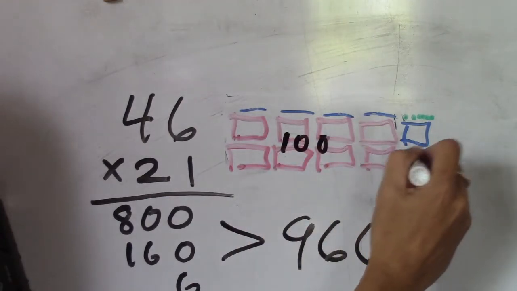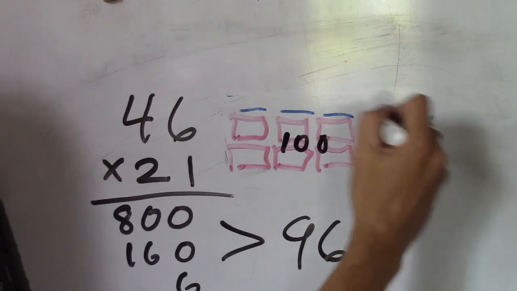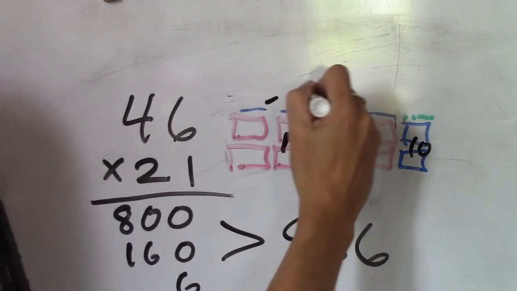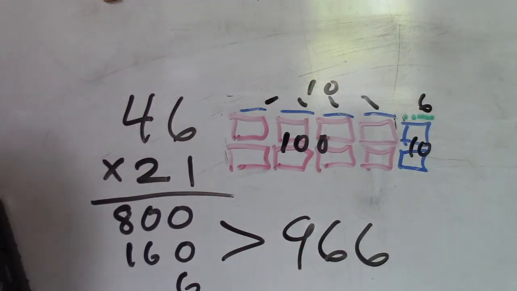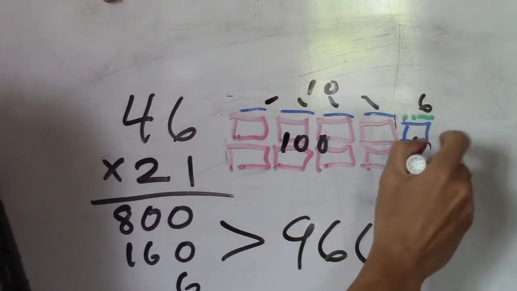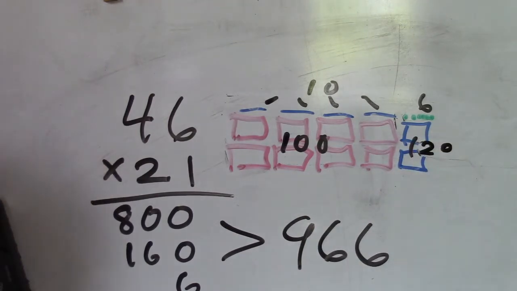Hundreds. 1, 2, 3, 4, Tens. 5, 6. Should I roll the dice again? Tens. 6. There you go. And actually I should put 120 there. I'm rolling the dice.